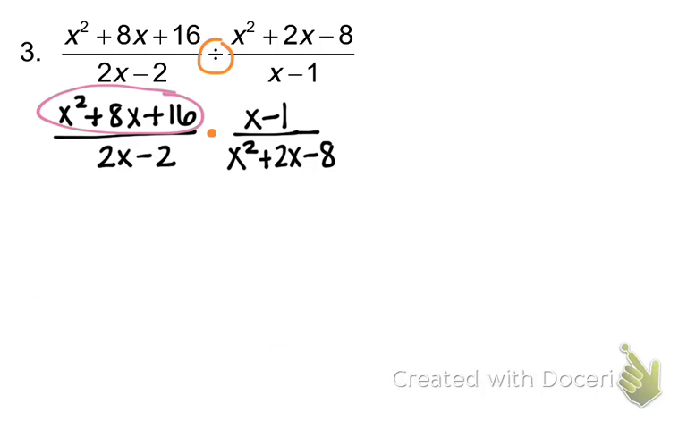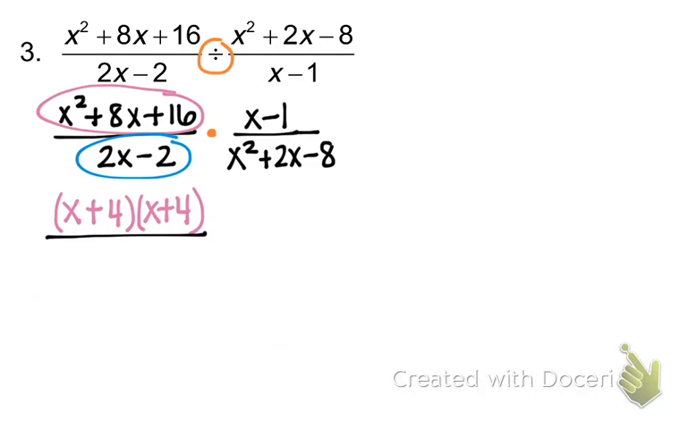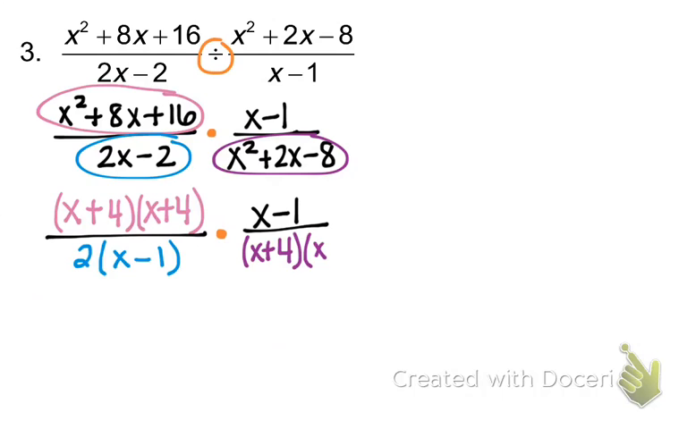So the top left, we'll start by factoring. What multiplies to positive 16 and adds to 8 would be x plus 4 times x plus 4. The bottom left, the denominator of that fraction, has a greatest common factor of 2, so we can factor out a 2. The numerator of the next fraction is completely factored, so we just bring that down as x minus 1. And we can also factor the denominator of that second fraction. What multiplies to negative 8 and adds to positive 2 would be x plus 4 times x minus 2.